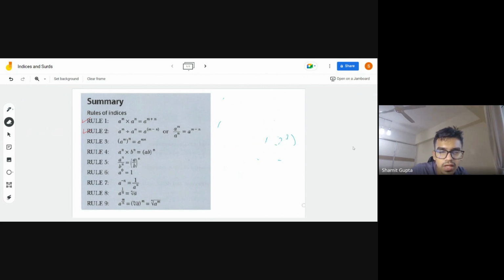Then what's the next law? A to the power n times b to the power n is ab to the power n. Again, suppose you have 3 squared times 2 squared. This is actually 9 times 4, which is 36, or you could write it as 3 times 2 all squared, which will also give you 36.